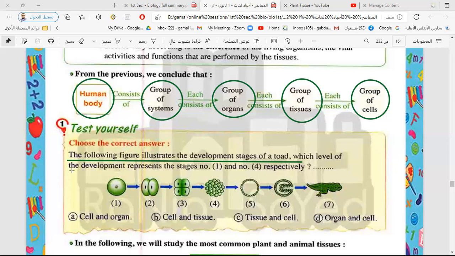Now the question is what? Which level of the development represents stage number 1 and number 4? Stage number 1? Cell and tissue. Number 1, it is a cell, of course. Okay. And number 4 is what? Tissue. Very good. So the correct answer is A or B or C or D? It is B. Is it okay? I think it is so easy.